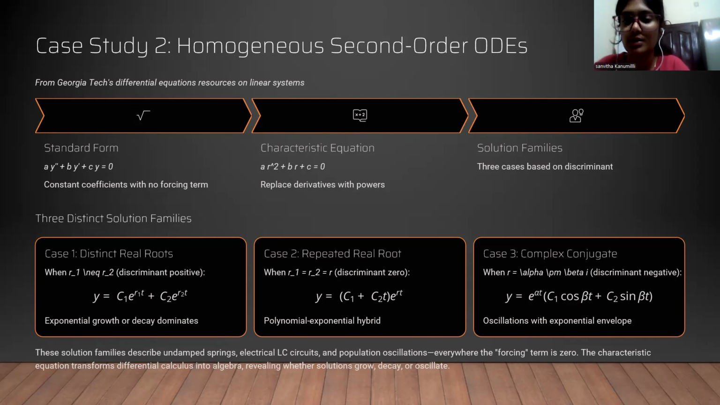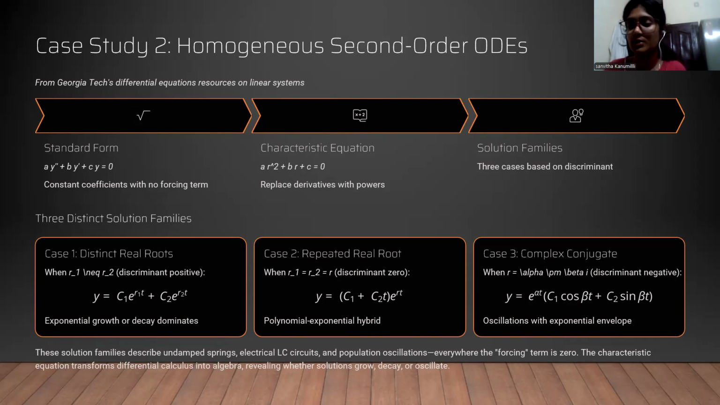Coming to case 2, a repeated real root. When r1 = r2 = r, the discriminant is 0, and y = (C1 + C2 t) e^(rt). This is a polynomial exponential hybrid. Coming to case 3, complex conjugate roots. When r = alpha plus or minus beta i, the discriminant is negative, so y = e^(alpha t)(C1 cos beta t + C2 sin beta t). Oscillations with exponential envelope. These solution families describe undamped springs, electrical LC circuits, and population oscillations.